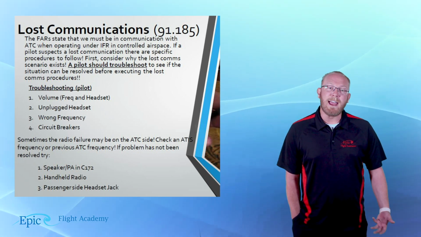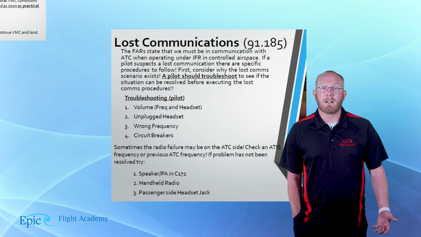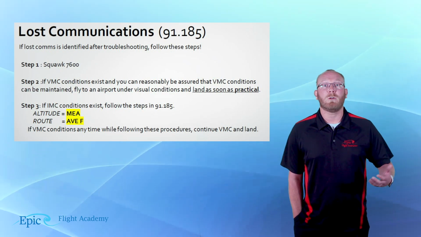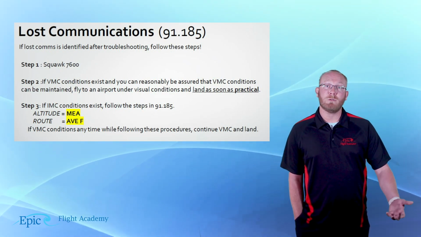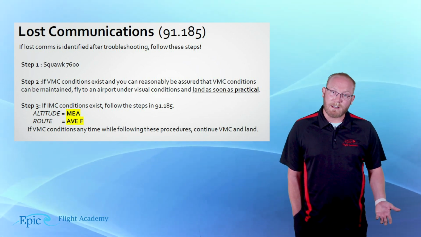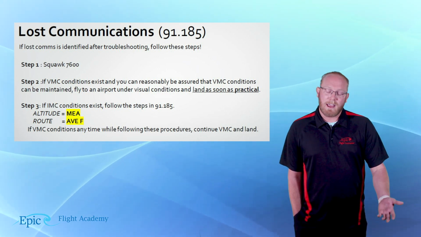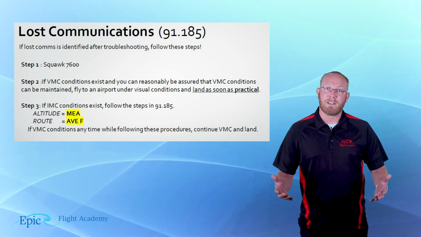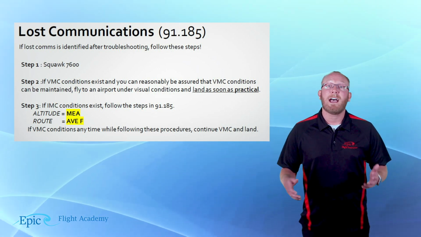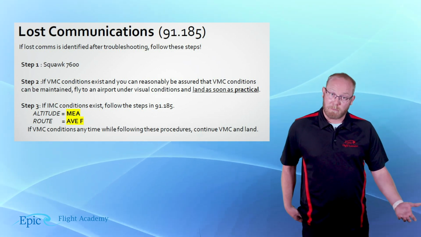Now, if these issues do not work, right, your next step is that you want to squawk 7600 in your transponder code. This code on the radar will alert ATC and tell them that you as a pilot are having trouble communicating with ATC. Now, like we mentioned just a second ago, if you're in VMC or visual meteorological conditions, the FAA expects you to maintain those VMC and VFR conditions and to land at an airport under visual conditions as soon as practical. It doesn't need to be immediately, but they just want you to land as soon as practical.